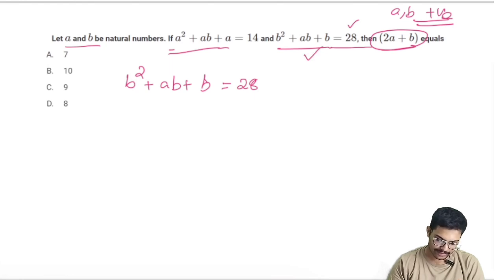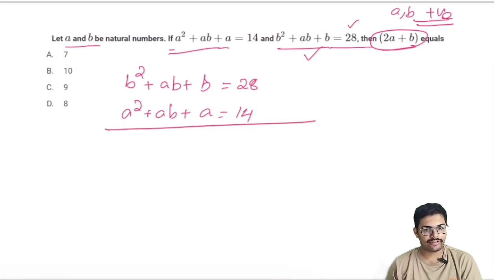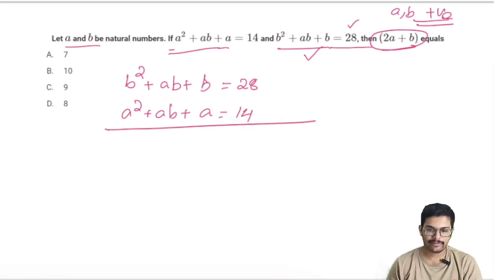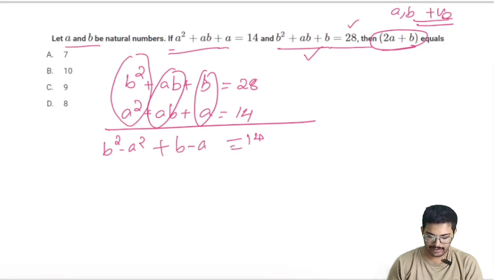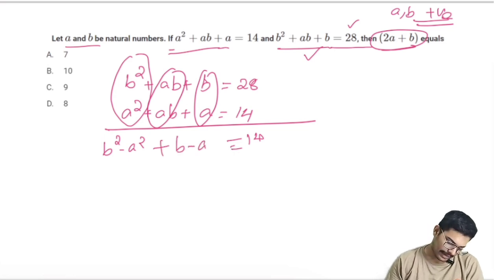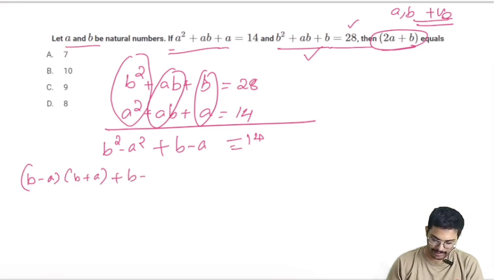First I have written this equation. Now A square plus AB plus A equal to 14. Just subtract these two equations. When you subtract, 28 minus 14 will be 14. AB cancel. Then B square minus A square, and here it will be B minus A. Now we can write B square minus A square as B minus A into B plus A, plus B minus A equal to 14.